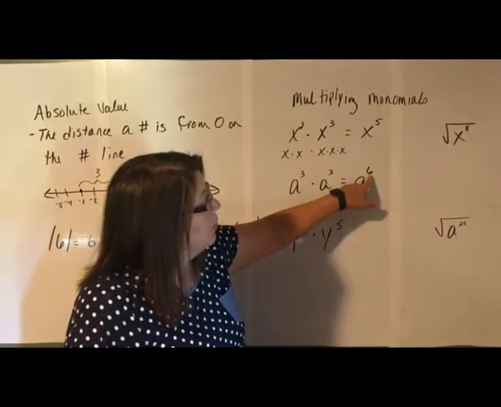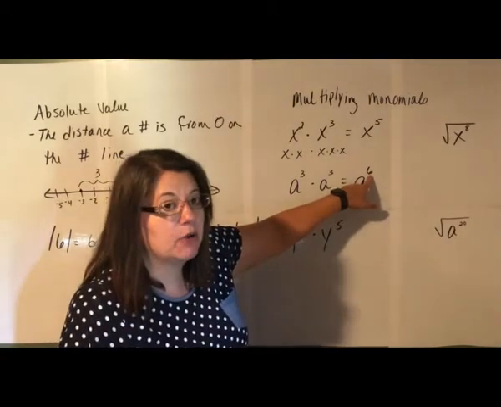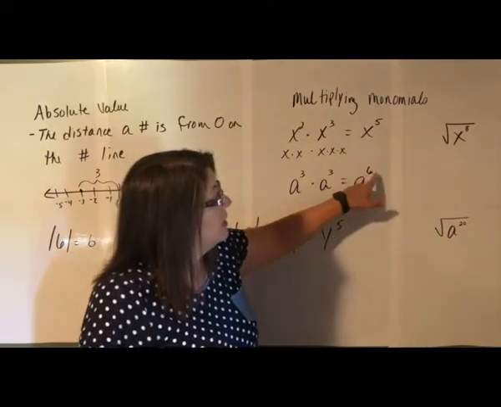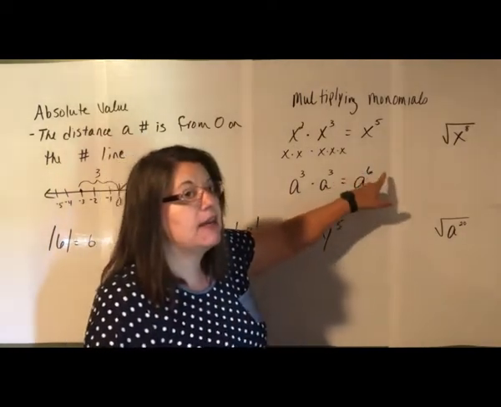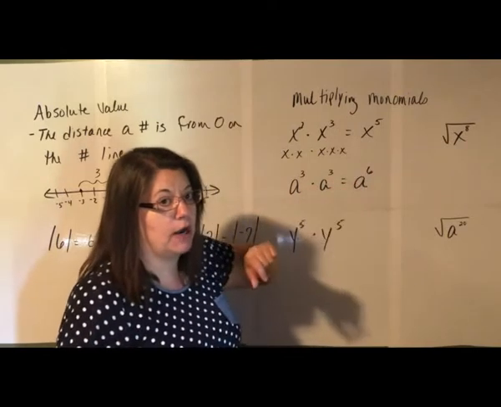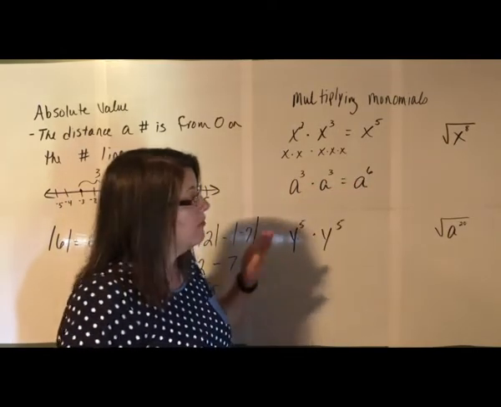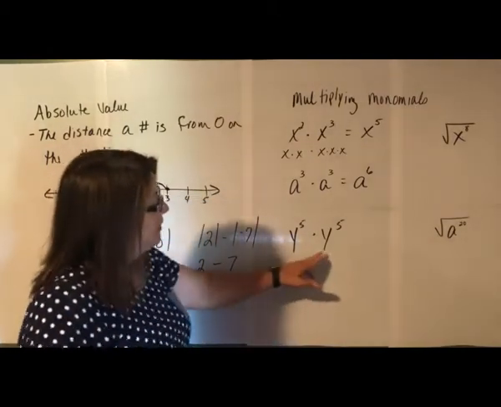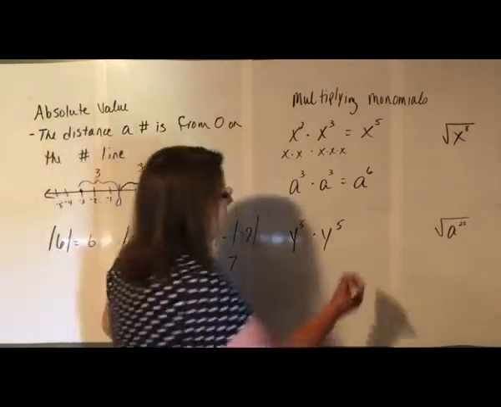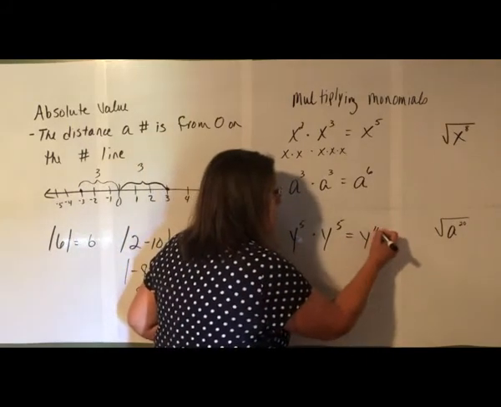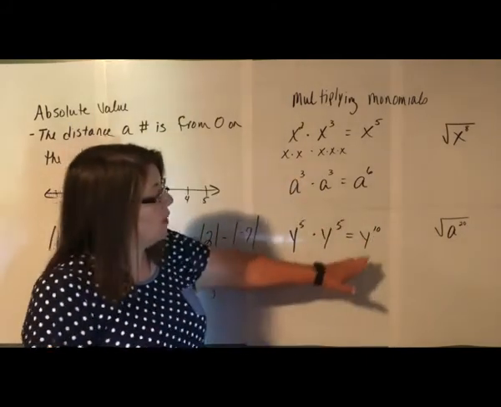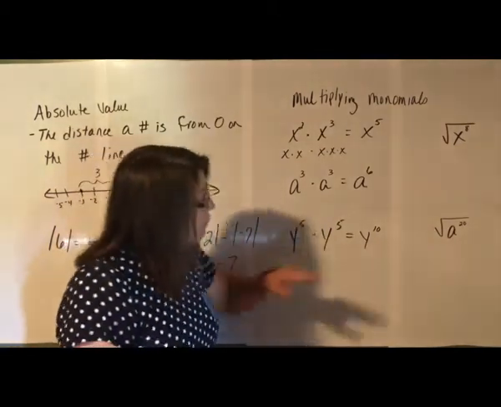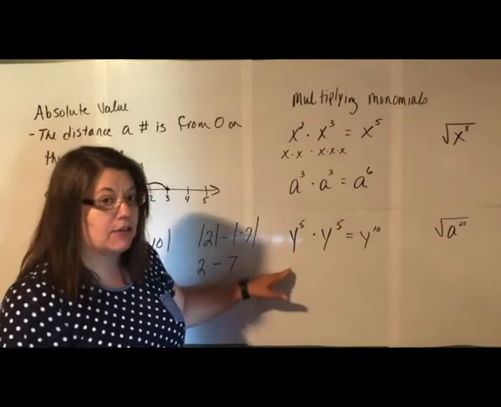So notice the perfect square in variables doesn't have to be a square number for your exponent. Your exponent has to be even in order to have a perfect square dealing with variables. And that becomes very important when you're simplifying radicals. Looking at this one, y to the 5th times y to the 5th equals y to the 10th. We keep the base and add the exponents. So y to the 10th is a perfect square because the square root of y to the 10th would be y to the 5th.